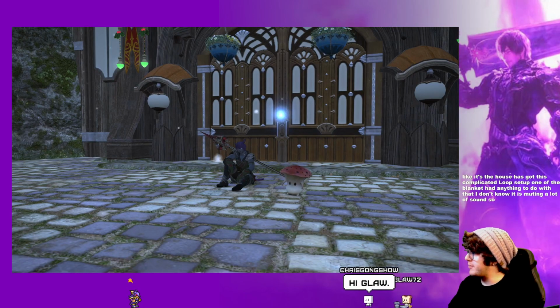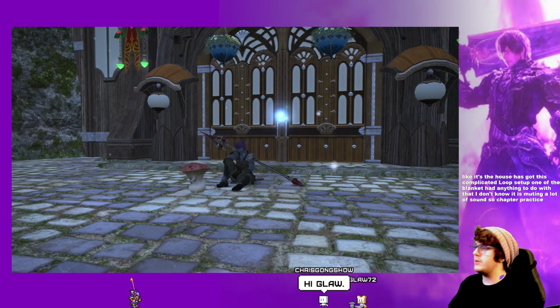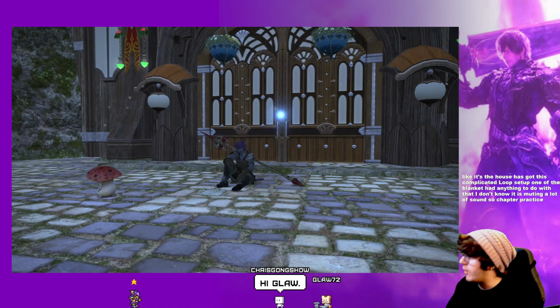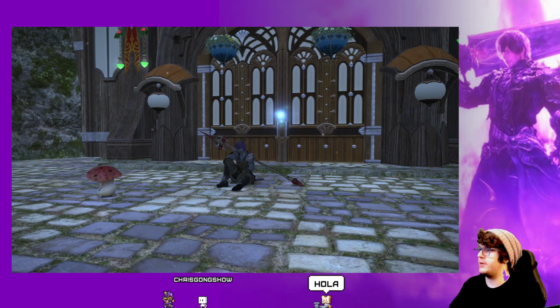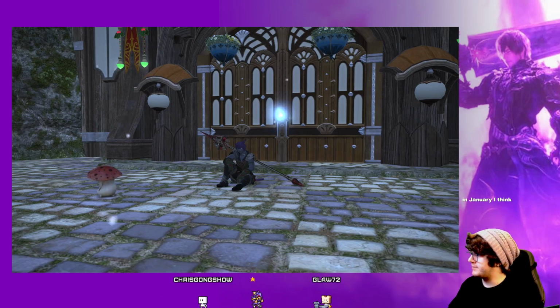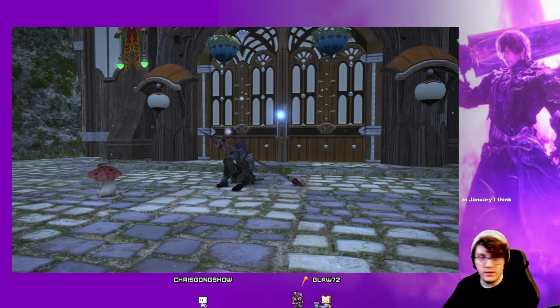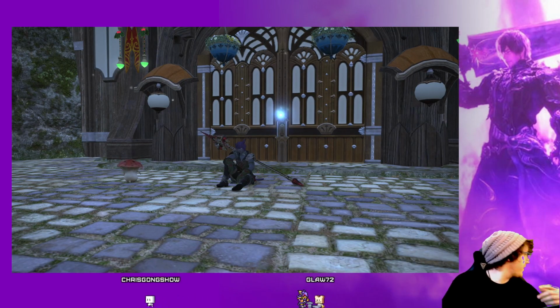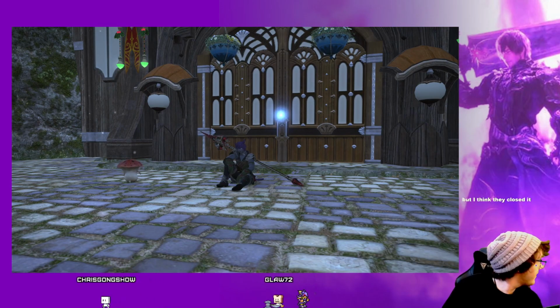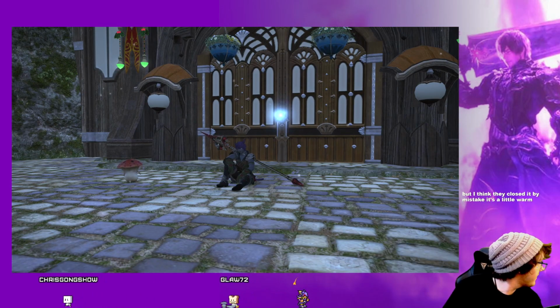So, chapter practice for Final Fantasy XIV. I don't want to play Final Fantasy XIV right now. Although we are going to be getting back to some 7 remake hard mode. We're going to be doing that in January, I think. Well, they've got both, but I think they closed it by mistake. It's a little warm in here.